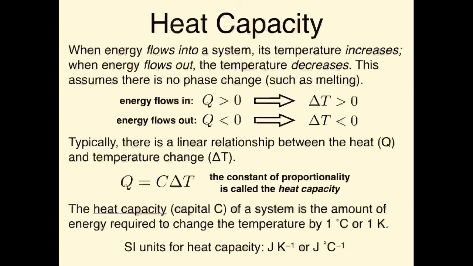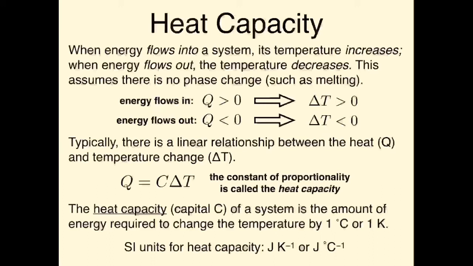So let's start with heat capacity. The idea here is that when you have energy flowing into a system, we know its temperature is going to increase. Of course, if a system gains energy, its temperature will tend to increase. And on the other hand, when energy flows out of a system, its temperature is going to tend to decrease.